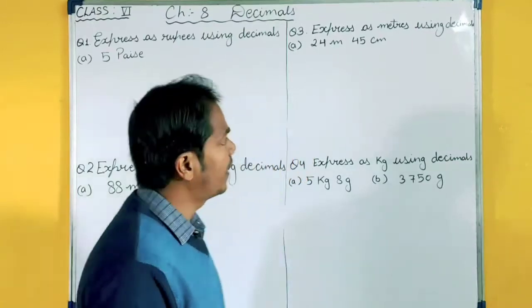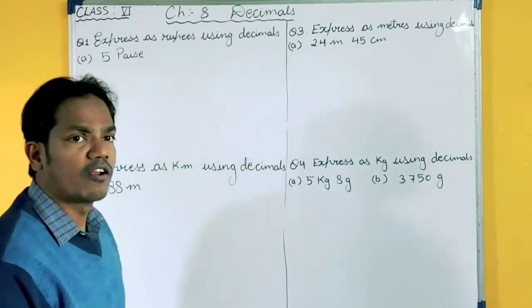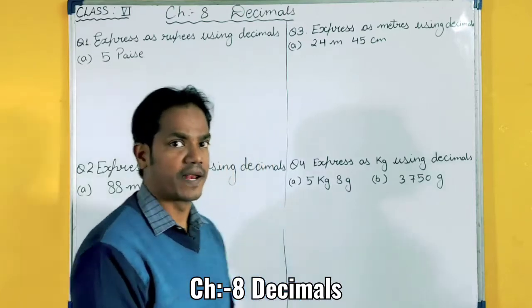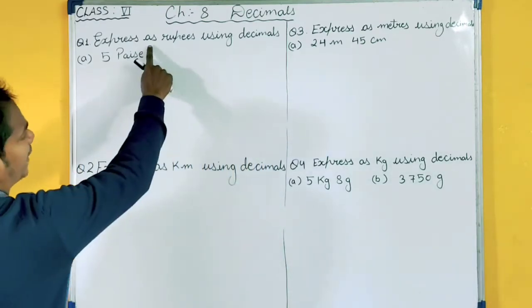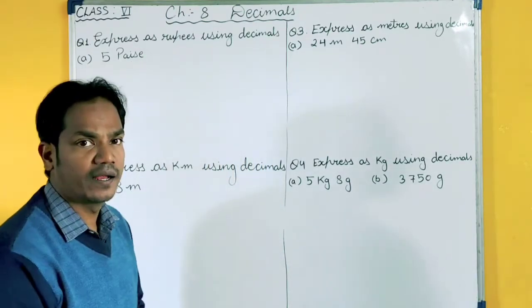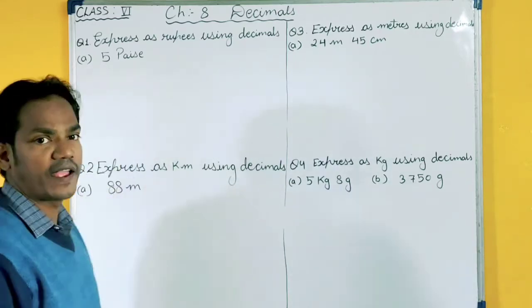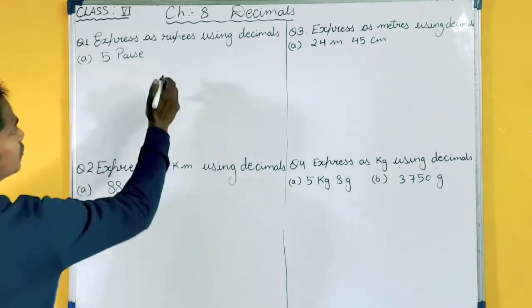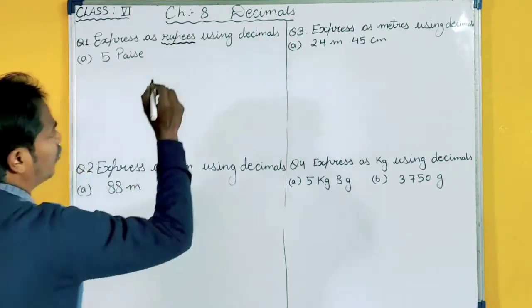Hello everyone. Today I will explain how to convert your units into decimal. I have written 4 questions. Express as rupees using decimal, and your question is 5 paisa. Okay. So you have to convert into rupees.